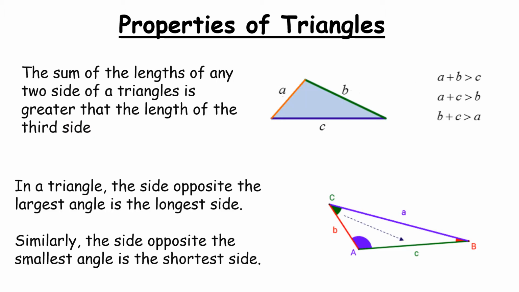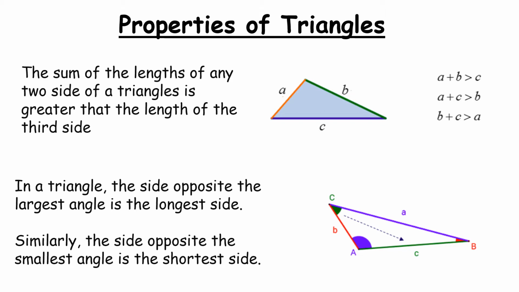Let's talk about some properties of triangles. These are often things that are covered very quickly and students forget, but they can be the most useful things as we're working on certain questions. So the first property that is important is that the sum of the lengths of any 2 sides of a triangle must be greater than the third.